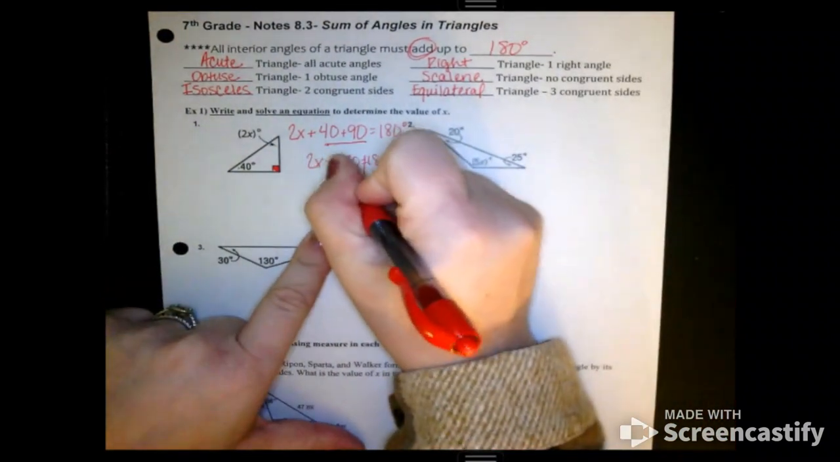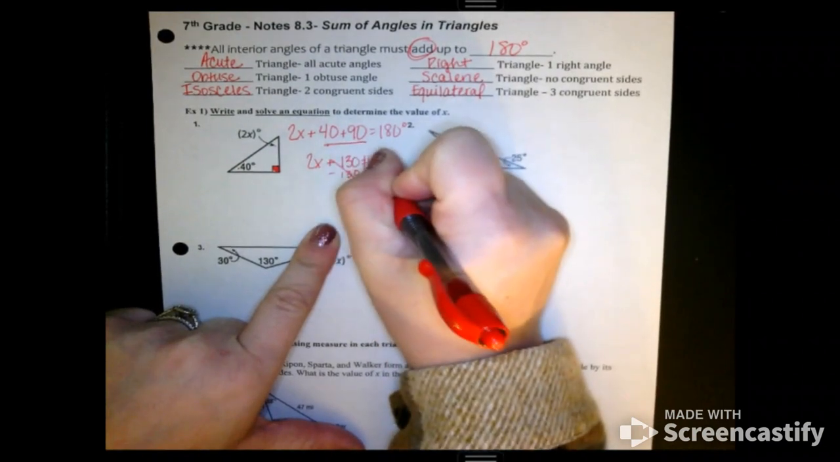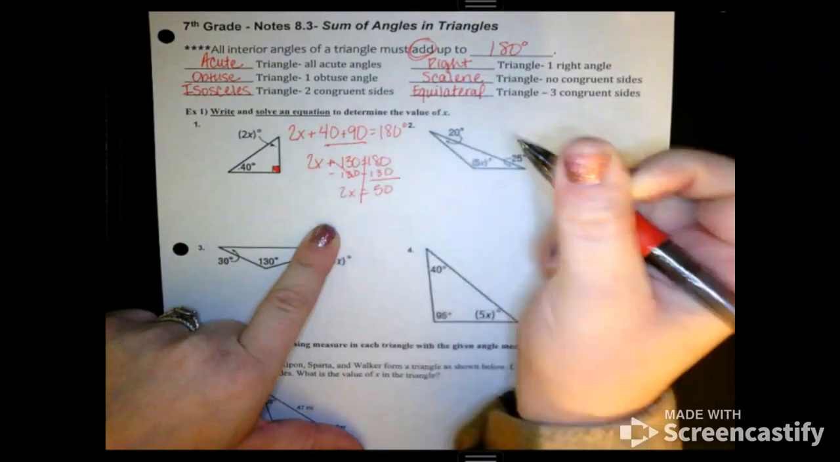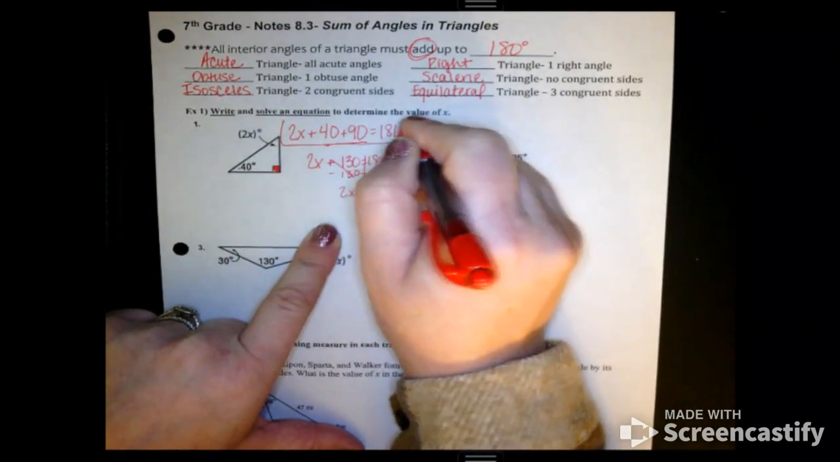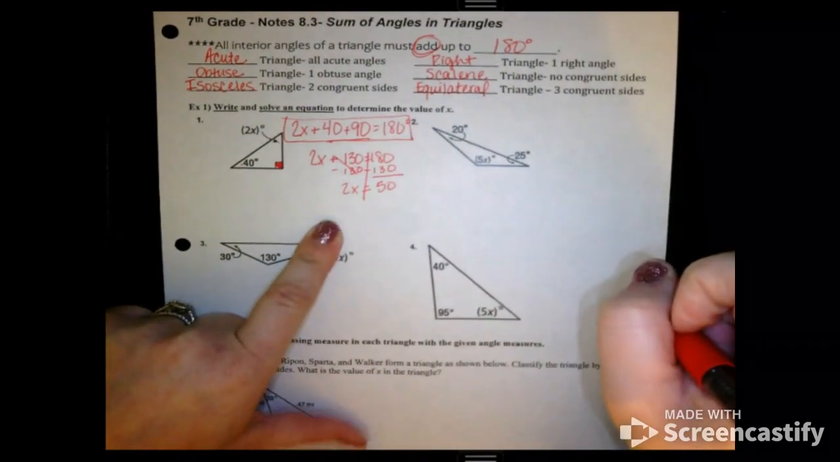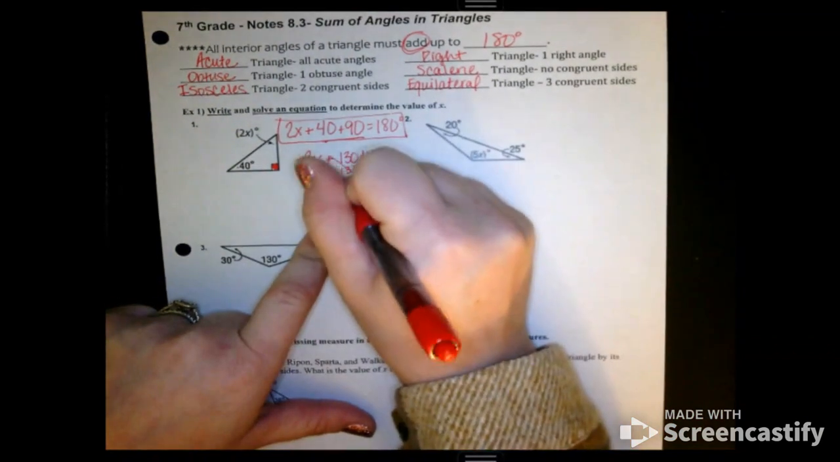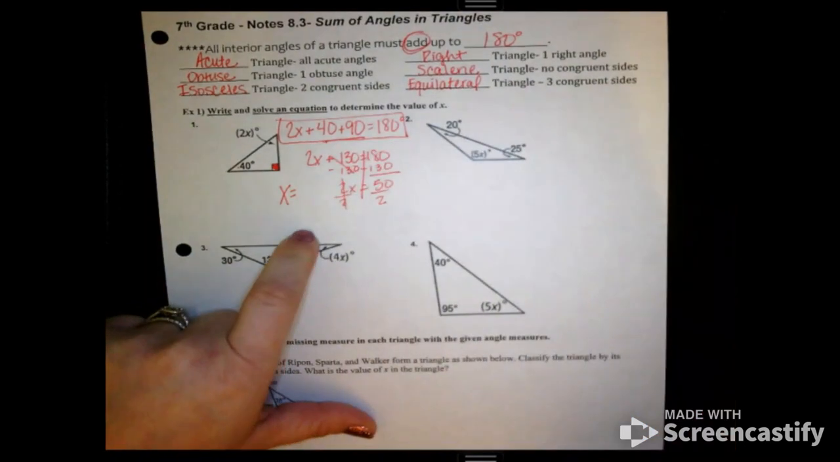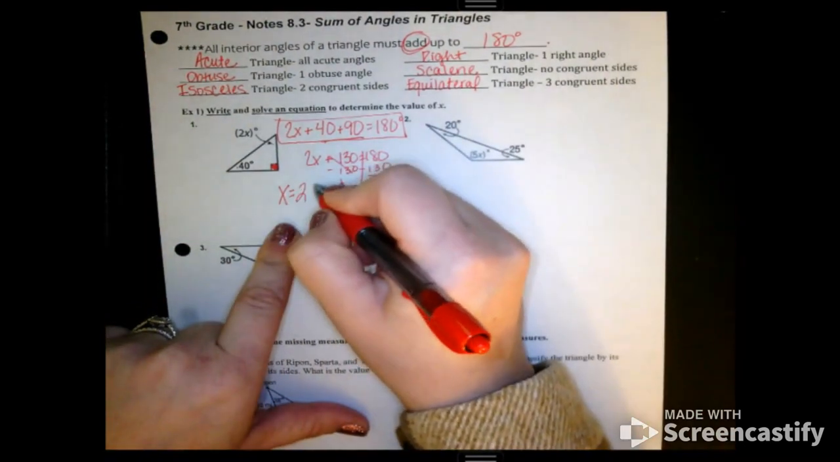I have to subtract 130. So I have 2x equals 50. What would I do there? Divide by 2. So I have x equals what? 25.